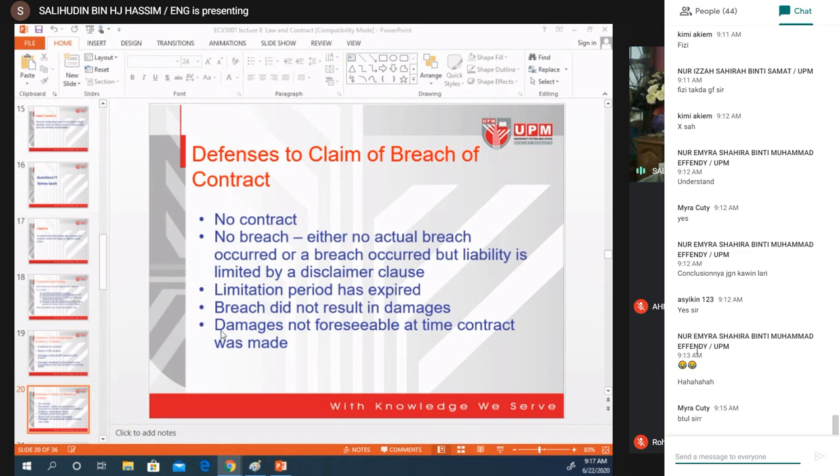The last one is, the damage is not foreseeable at the time of the contract when it was made. It's not foreseeable. Suddenly there is COVID-19, so I cannot supply the material because the government does not allow the material to come here. That is the argument of the people against the claim of those who breach the contract.